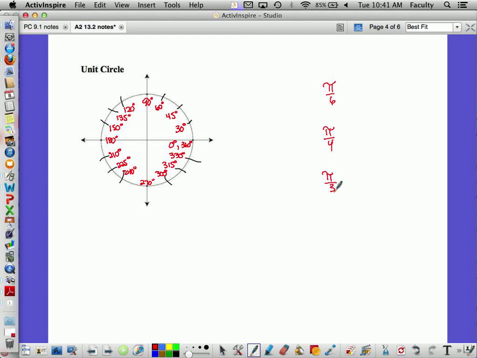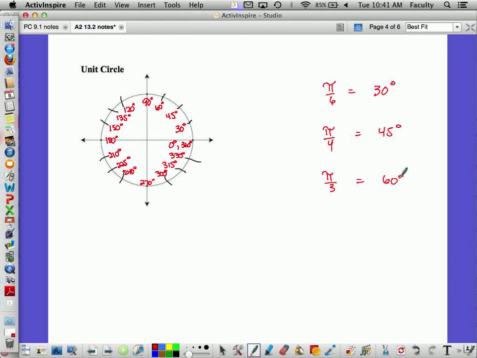So pi over 6, how many degrees is that? 30. How about pi over 4? 45. Pi over 3? Alright, these are the 3 main angles. And you have got to know them like the back of your hand.